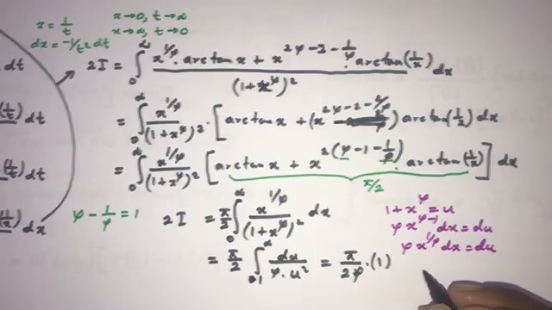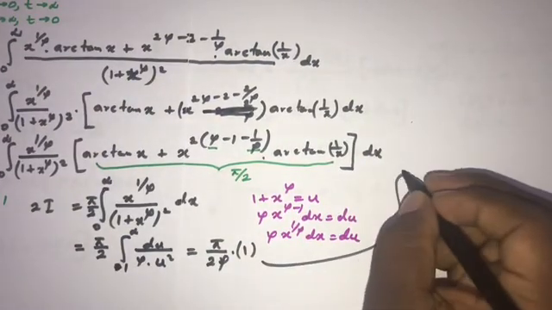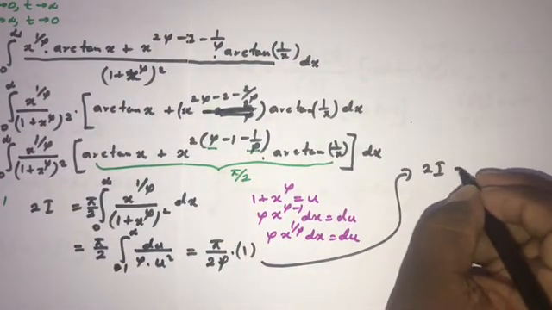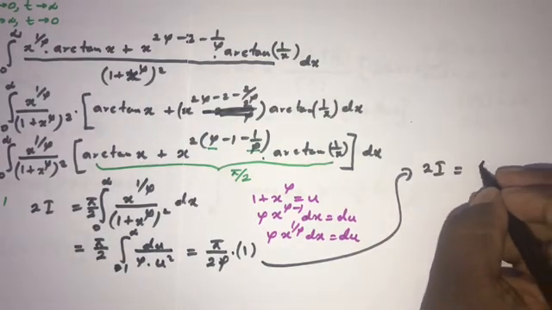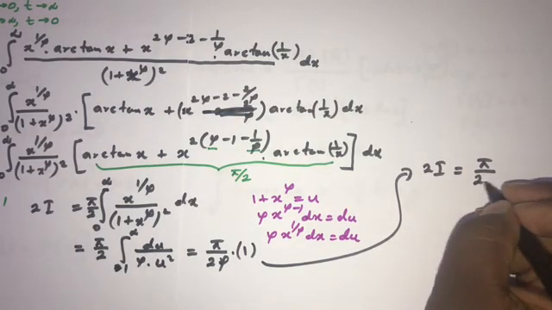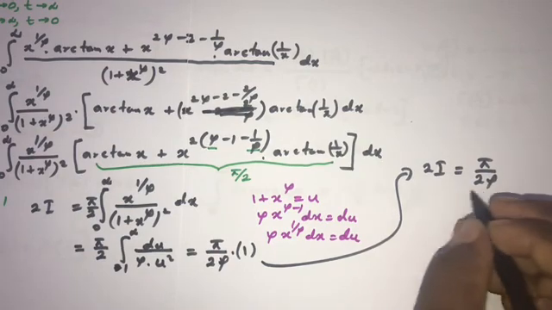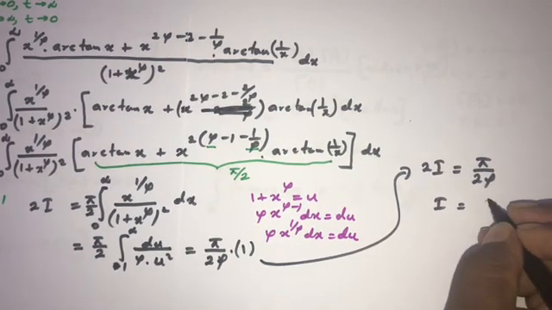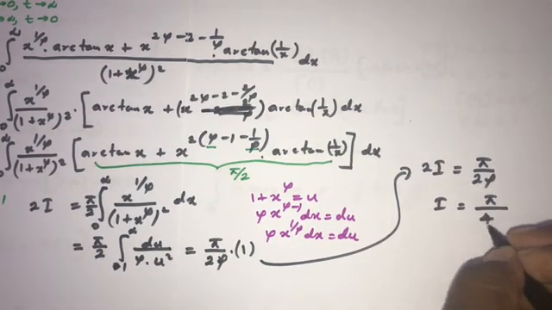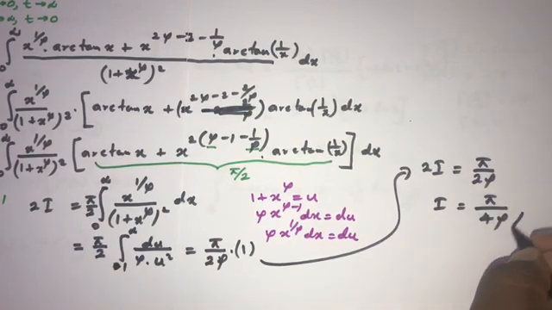Okay, now 2 times I is equal to pi over 2 times 1 over φ, so I is equal to pi over 4 times 1 over φ. Okay, this is the answer.